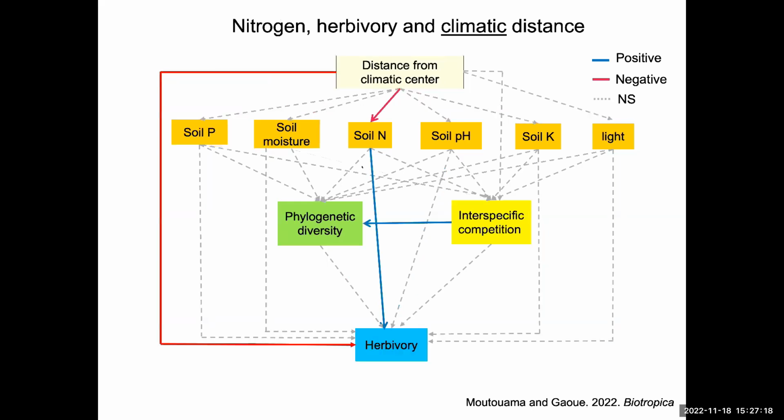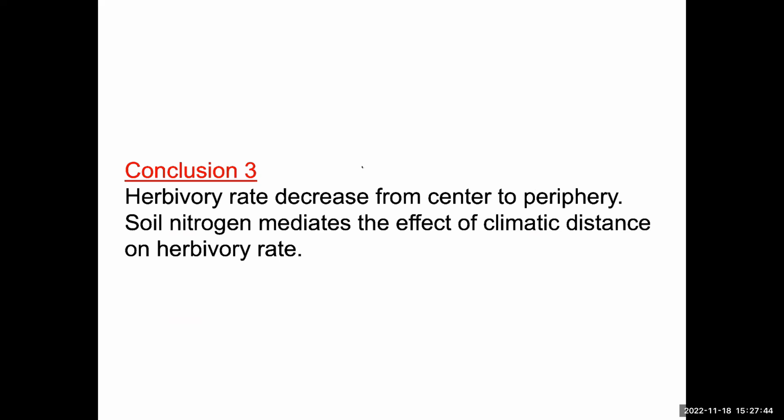We did that and we found that herbivory rate decreased from center to periphery. And this contrasts with what we predicted earlier. Soil nitrogen decreased as well from center to periphery, and herbivory rates increased with soil nitrogen, suggesting that there is again a mediation effect of soil nitrogen on herbivory rates and, in turn, on the measured population.